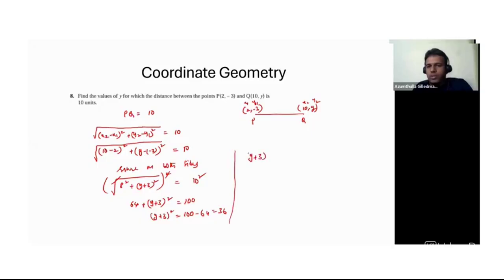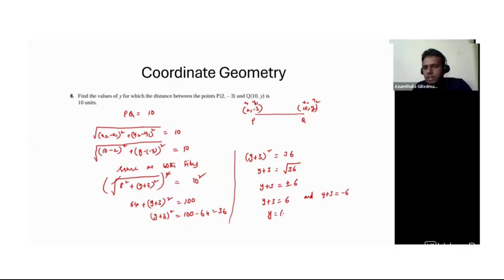Can I write this, y plus 3 whole square, now becomes 36. Then y plus 3 becomes square root of 36, right? So that means y plus 3 can be plus or minus 6. Let's take y plus 3 as 6 one time and y plus 3 as minus 6. When you get a value out of a square root, it can be plus 6 or minus 6 because 6 square is 36 and minus 6 whole square is also 36. So you need to consider both the plus and minus values.